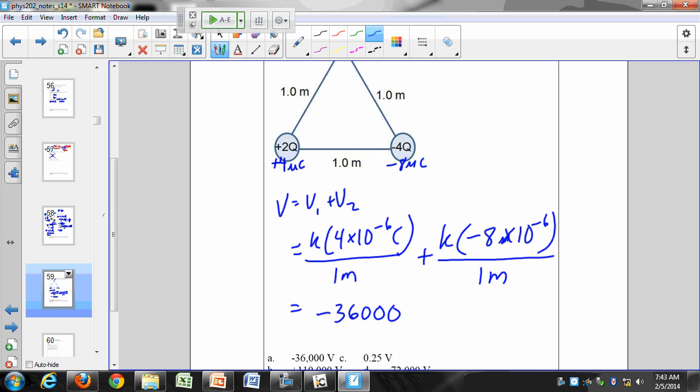Right, micro is 10 to the minus 6. And the K's are 9 times 10 to the 9th. So that's 36 times 10 to the 3rd. I mean, yeah, 36,000 minus 72,000 is what this works out to be, which is negative 36,000.